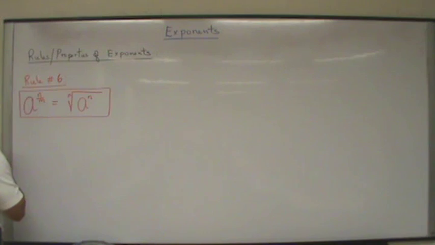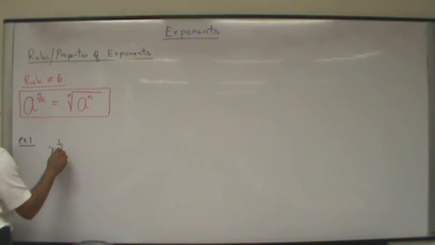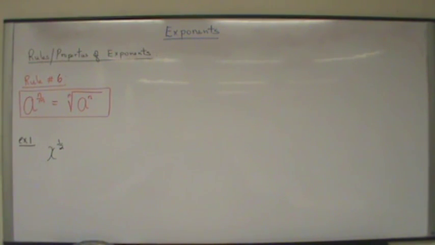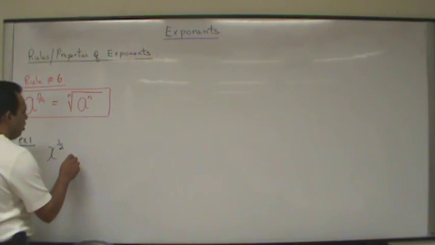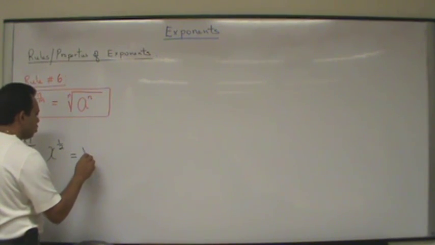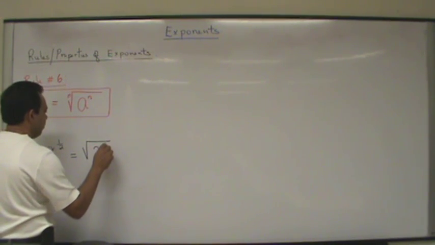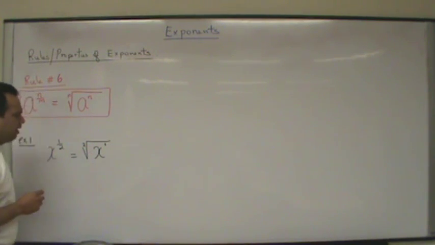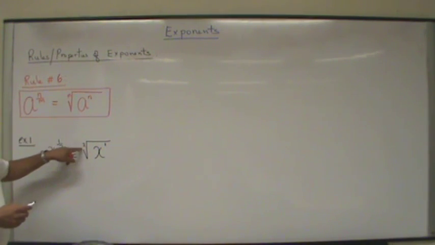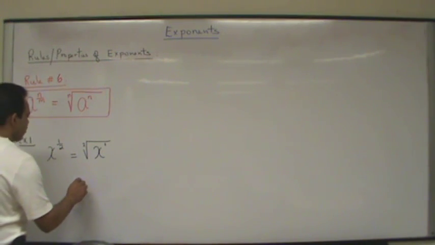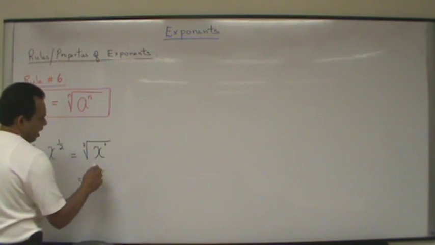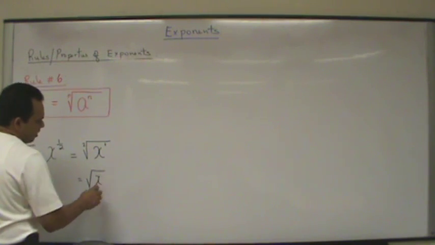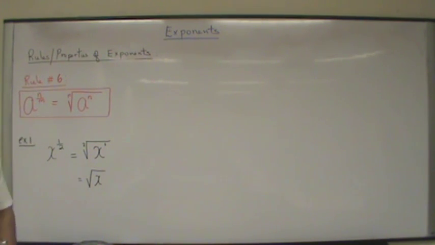Example. What does it mean for x to the 1/2 power? Well, we know what 1/2 is. 1/2 means square root. It's another way of writing square root. So this is the same as the square root of x to the 1st power. Generally when it's a square root, we don't write the 2, so it just means square root. And x to the 1, we don't have to write the 1 power because it's understood. So these two things are the same.